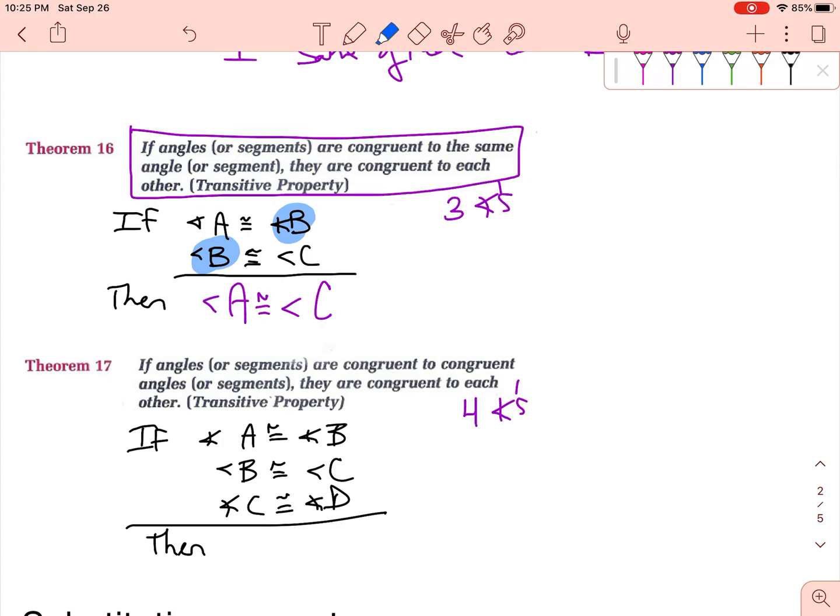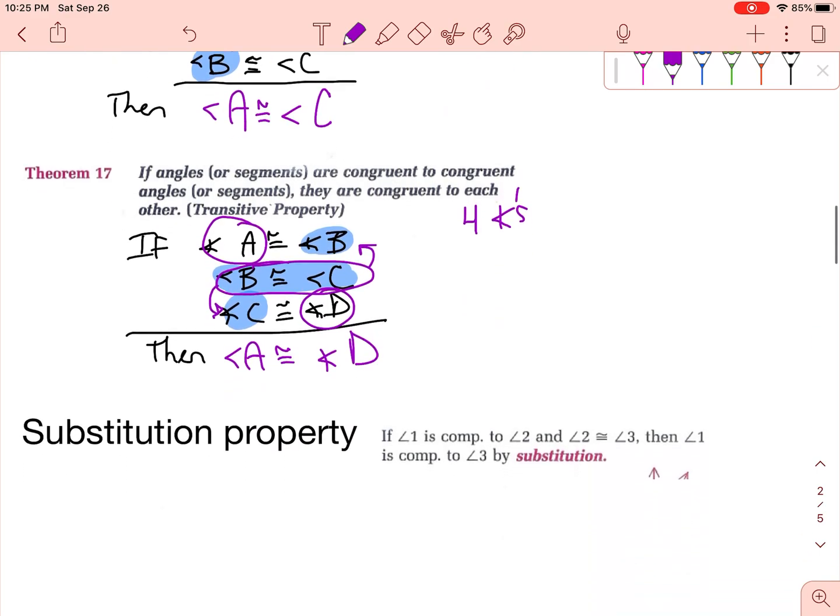Okay, and all this says is if angles are congruent to congruent angles. So here we go. That means if angle A and angle D are congruent to congruent angles, which are B and C, okay, those are congruent to each other, then angle A has to equal angle D. Again, that's double transitive property. If angles are congruent to congruent angles, then they are congruent to each other. I know I'm saying congruent a lot.